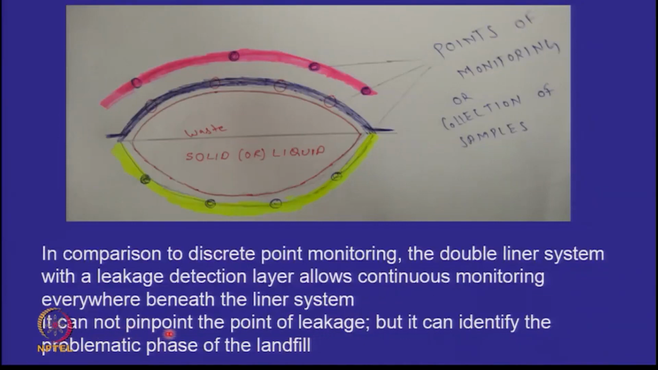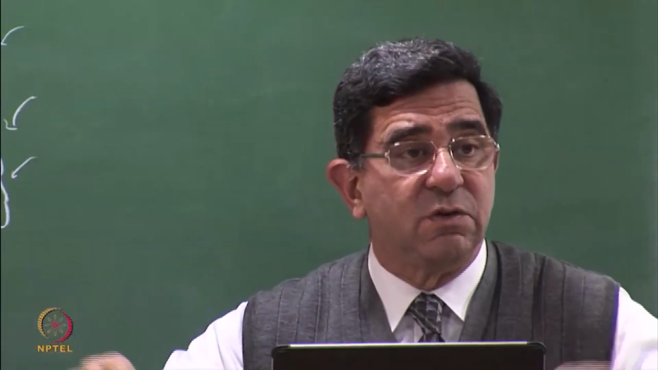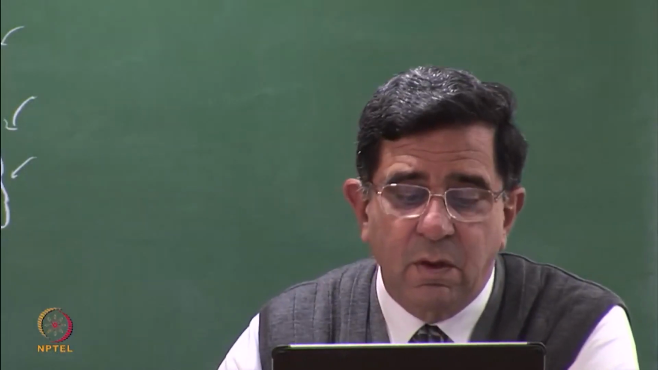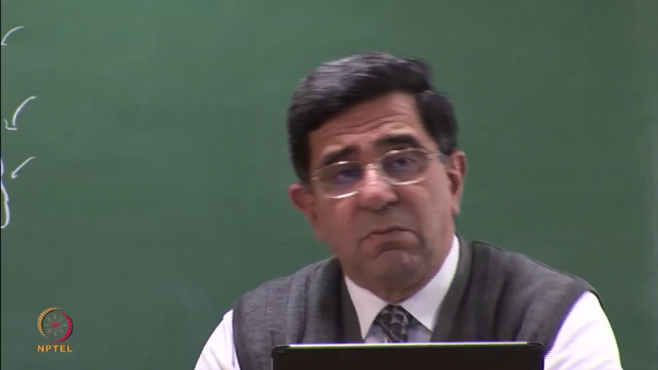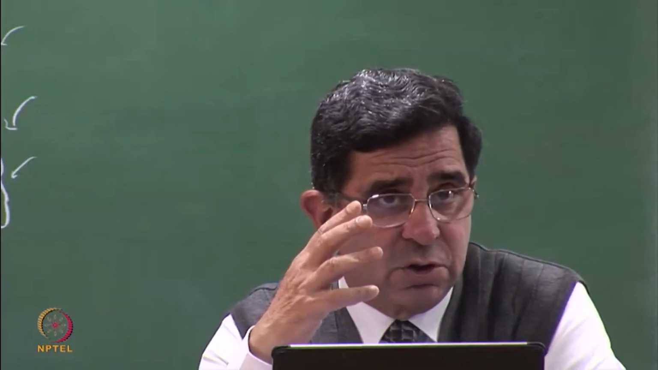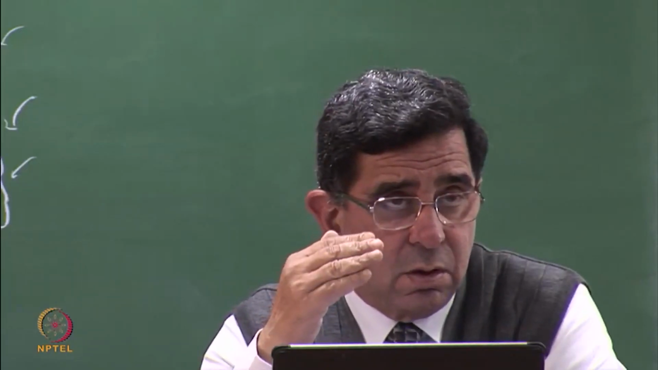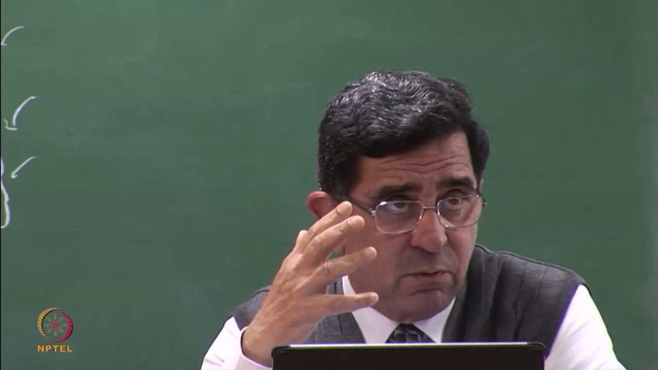The double liner cannot pinpoint the point of leakage, but it can definitely identify the problematic phase of the landfill, because there will be different sumps to which all these leakages will go. So, this by and large puts us in the correct perspective for new landfills.